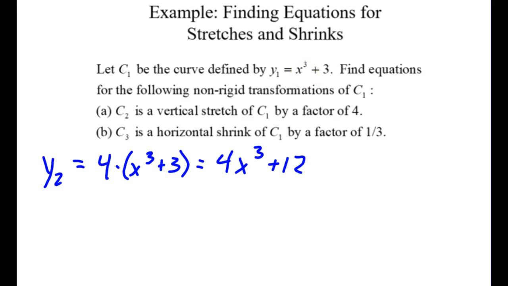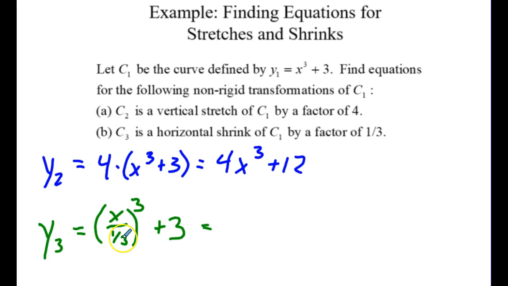In part B, we want to find an equation where we take our original C sub 1 and perform a horizontal shrink by a factor of 1/3. So our equation is y sub 3 equal to, in our original equation we have x cubed plus 3. Everywhere we have an x, we're going to divide that by our constant. So we're taking that x divided by 1/3, and we have that quantity cubed, and then plus 3 at the end.